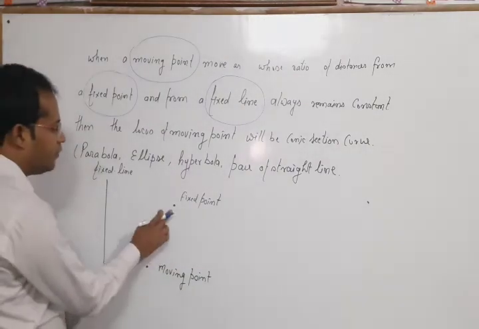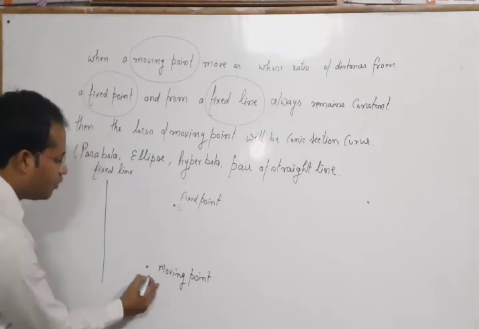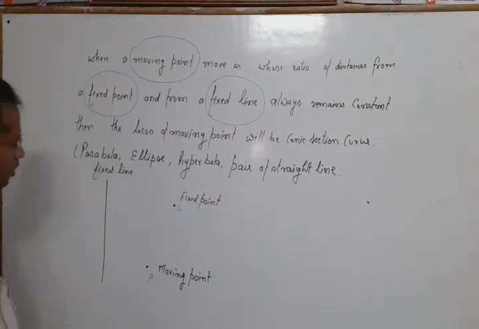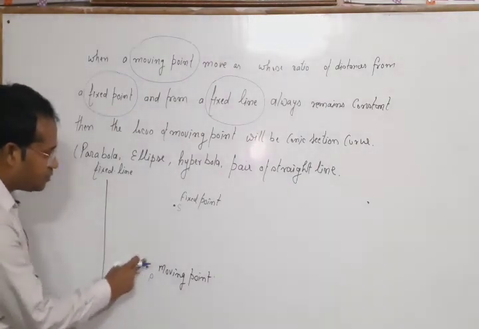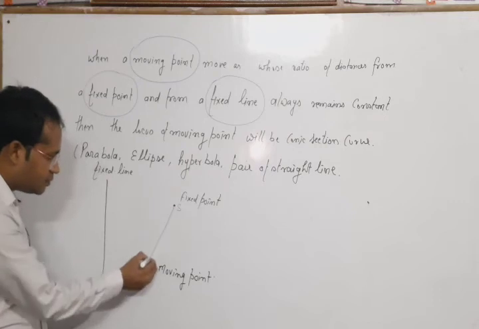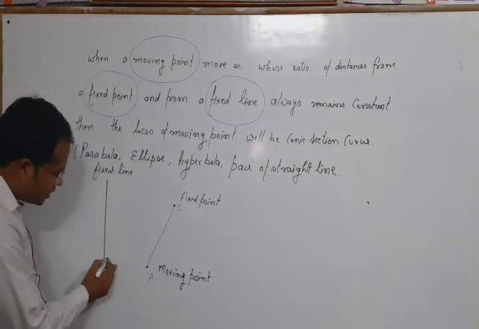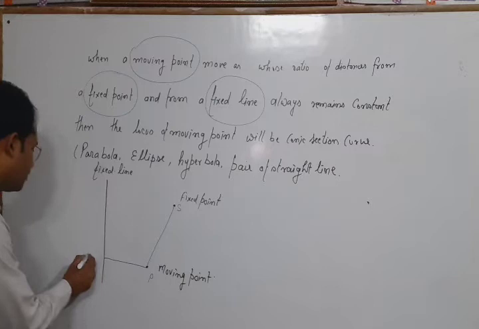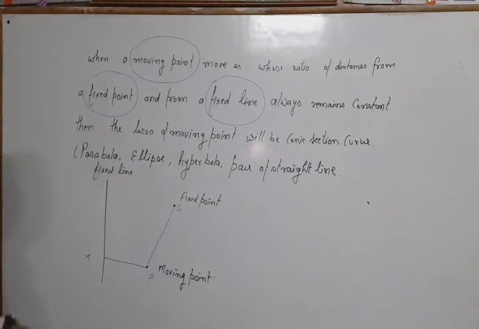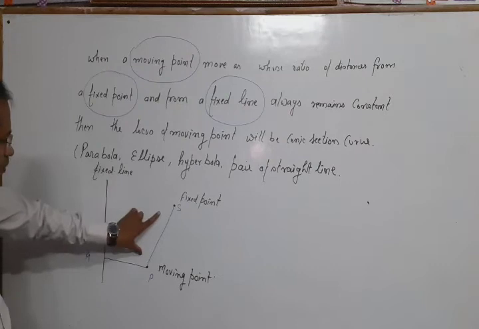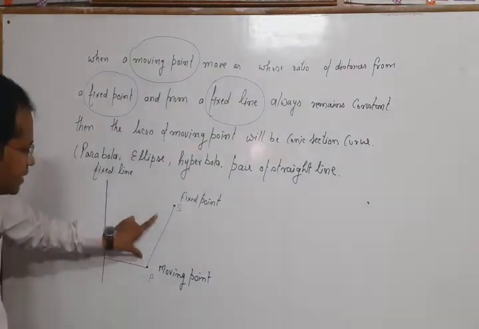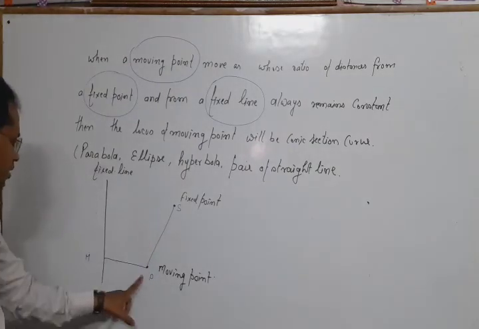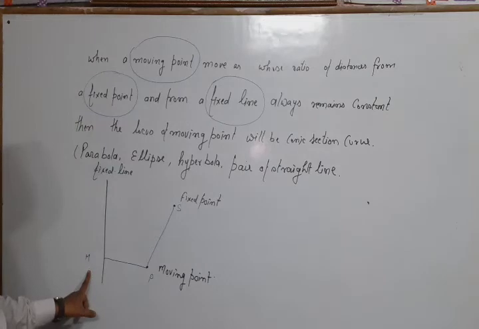Let us consider the fixed point denoted by S and the moving point denoted by P. We are talking about the distance between the moving point and fixed point. It is PS, and the distance of the moving point from a fixed line is PM. According to the given definition of conic section, PS is the distance between 2 points P and S, and PM is the distance of the moving point from a fixed line.